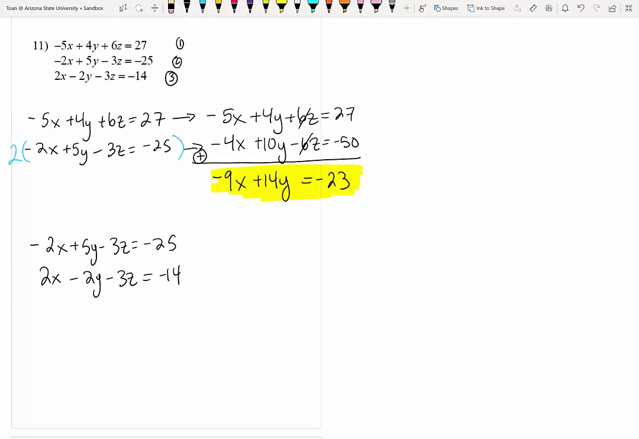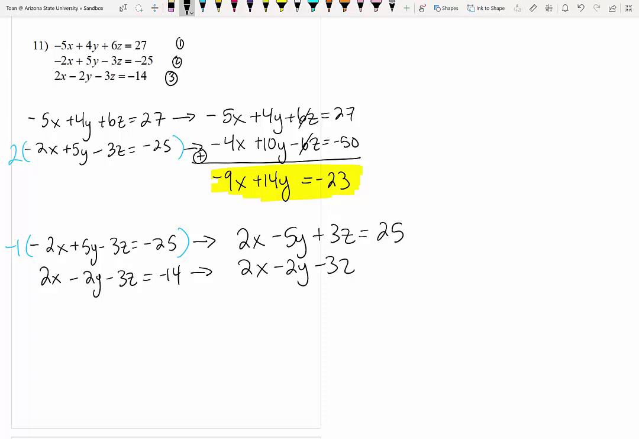They're both negatives, which means to eliminate, I need to multiply one of the equations by a negative 1. It doesn't matter which one. So choosing at random, let's multiply the top equation by negative 1. So that gives us a positive 2x minus 5y plus 3z equals a positive 25. And then the bottom equation stays the same: 2x minus 2y minus 3z equals negative 14. So now when we add these two together, the z should cancel. So that gives us 4x minus 7y. The z's are gone, equals, what's that? That's an 11. So then we'll go ahead and save these here.